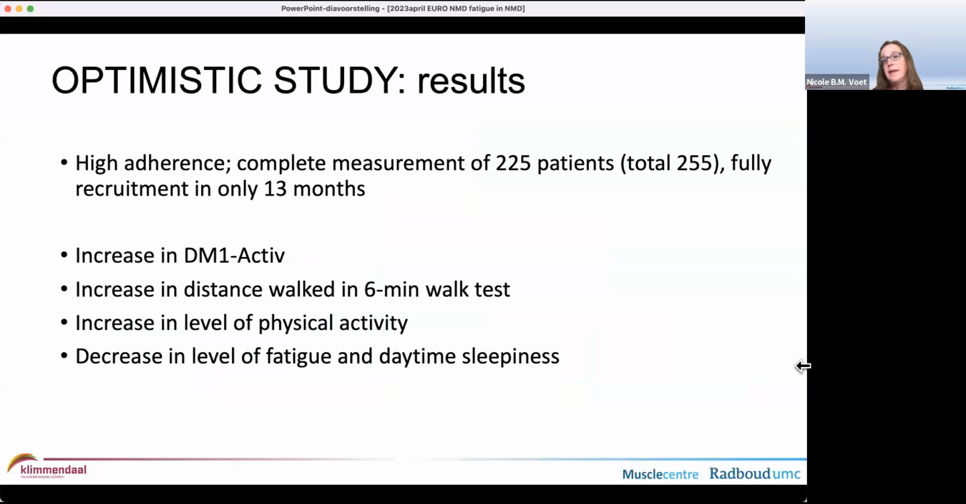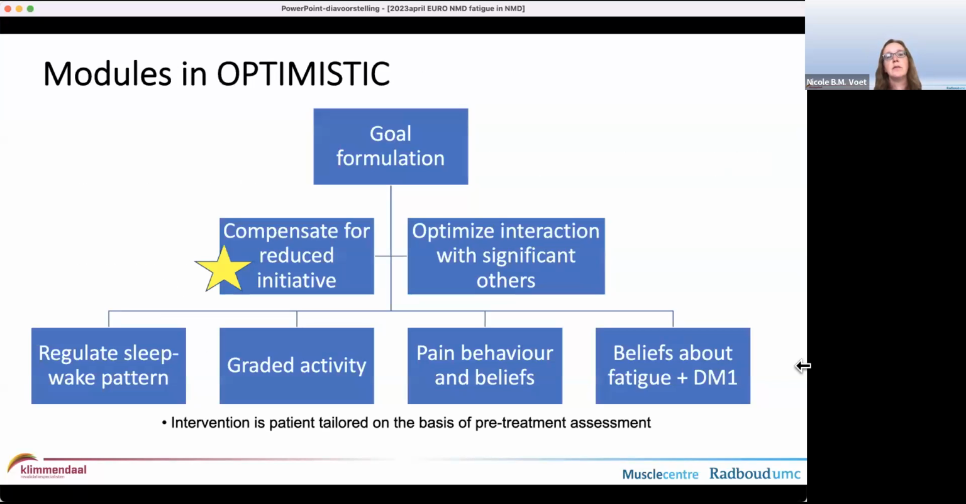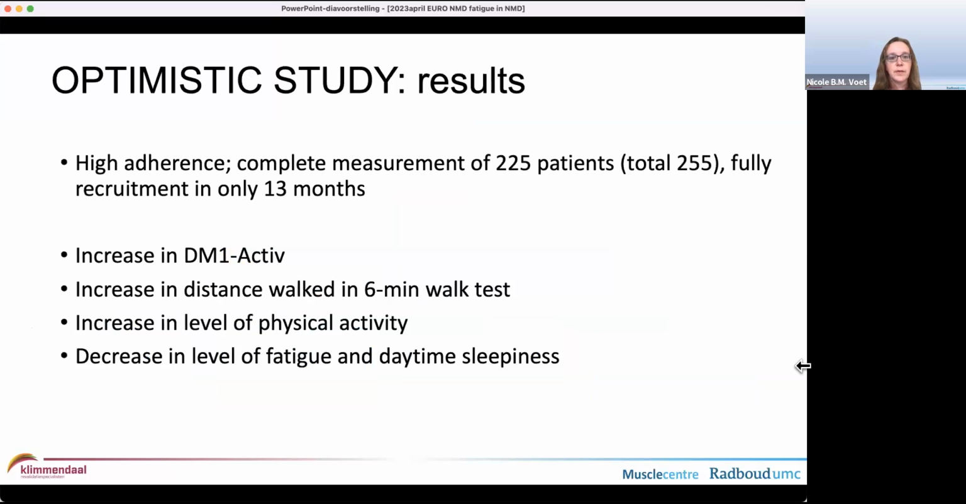And very positive was that the adherence was very high. We didn't expect it from these patients. A complete measurement of this international trial of 225 patients, of in total 255, were the fully recruited in only 13 months. So the first module was very important. If you can compensate for reduced initiative in these patients, you can get very positive results.